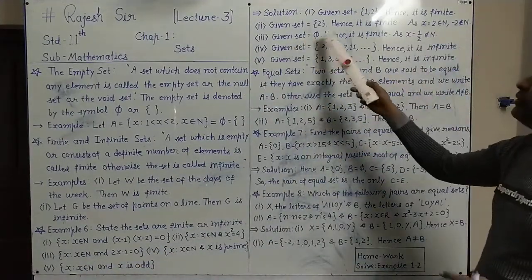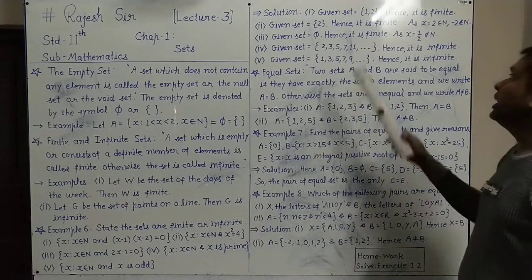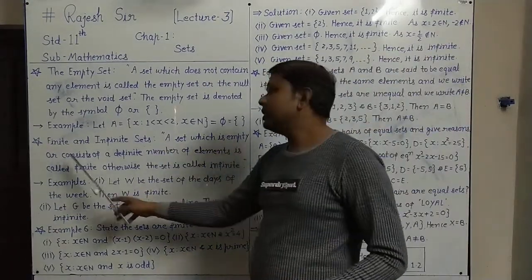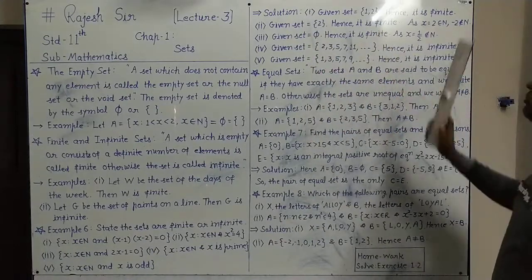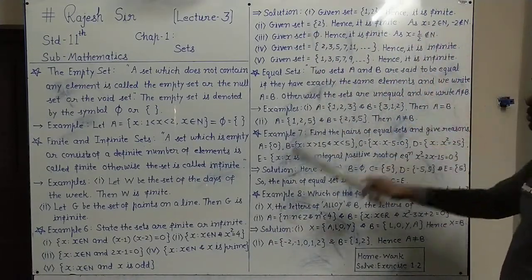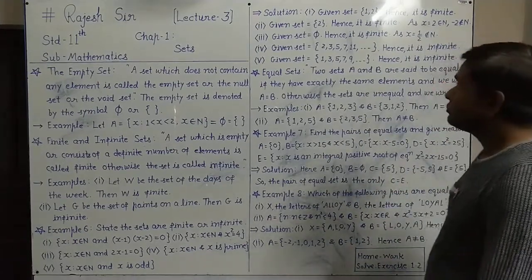So the given set is phi, an empty set, null set, void set. Hence it is finite, because in the definition we have seen an empty set is also a finite set. So it is an empty set, but it is a finite set, because x equal to 1 by 2 doesn't belong to N, so it is empty and finite.